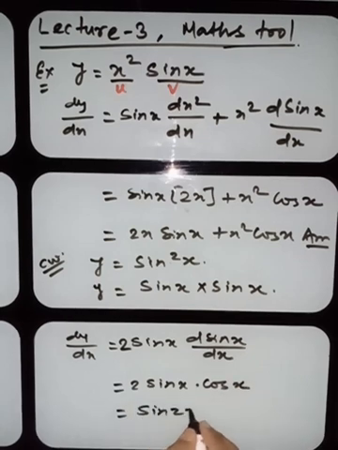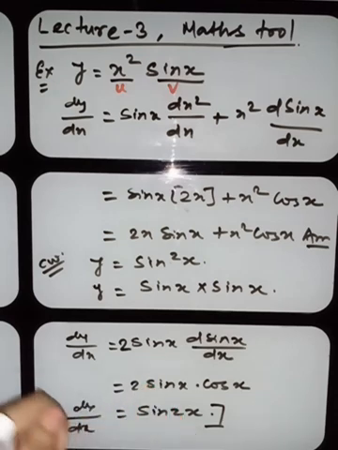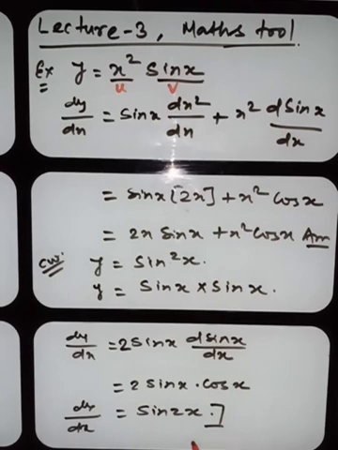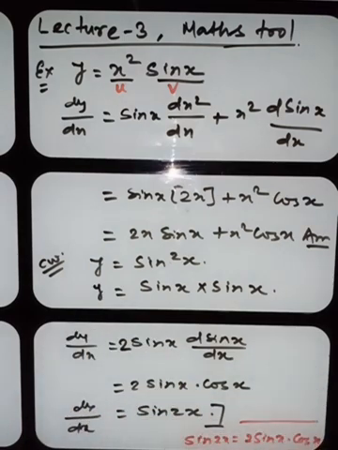sin 2x. Do you know the formula? 2 sin theta into cos theta is sin 2 theta. This is the formula, remember students. Here let me write, this is the formula that you will use later on. sin 2x equals 2 sin x into cos x. This is the formula you will have to use. Kindly note it down. The next example I'm going to give you.